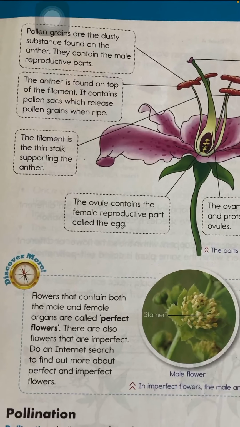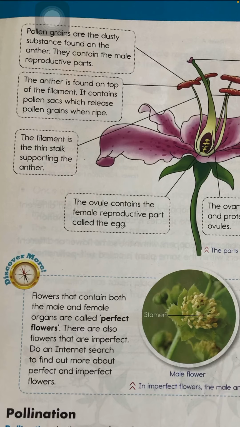First point is that pollen grains are dust-like substances found on the anther, and they contain the male reproductive cells. The anther is found on the top of the filament. It contains pollen sacs which release pollen grains when ripe. When the anther ripens and matures, the pollen grains disperse from inside it. The filament is a thin stalk supporting the anther.